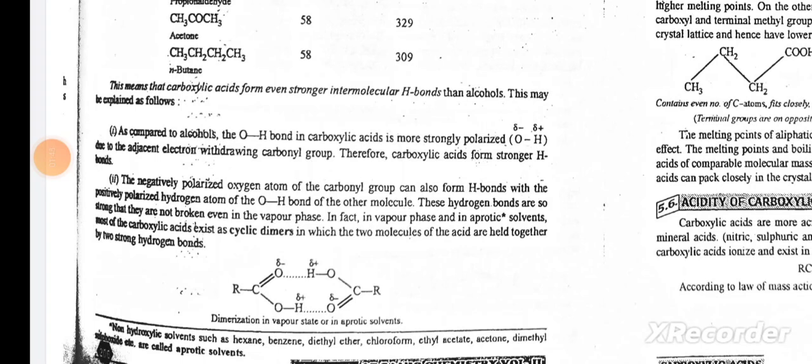form stronger H bonds. The negatively polarized oxygen atom of the carbonyl group can also form H bonds with the positively polarized hydrogen atom of the OH bond of the other molecule. These hydrogen bonds are so strong that they are not broken even in the vapor phase. In fact, in vapor phase and in aprotic solvents, most of the carboxylic acids exist as cyclic dimers in which the two molecules of the acid are held together by two strong hydrogen bonds. Dimerization in vapor state or in aprotic solvents.